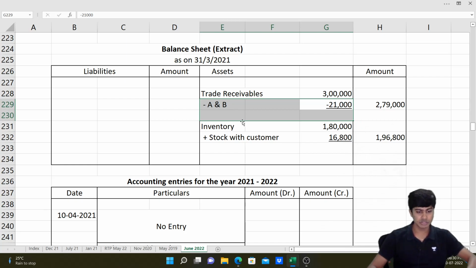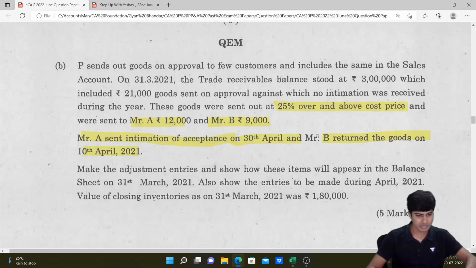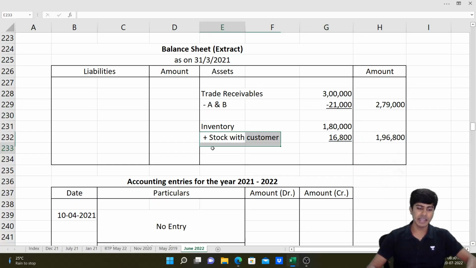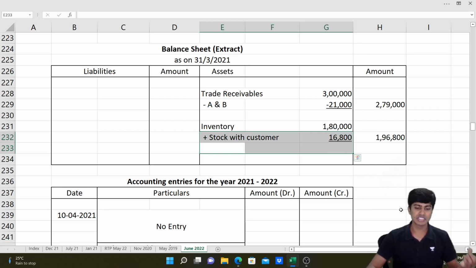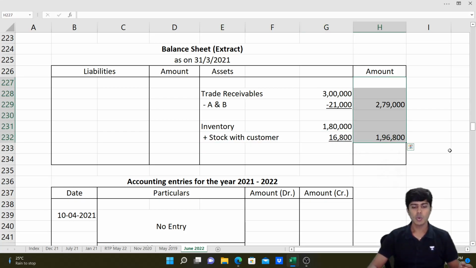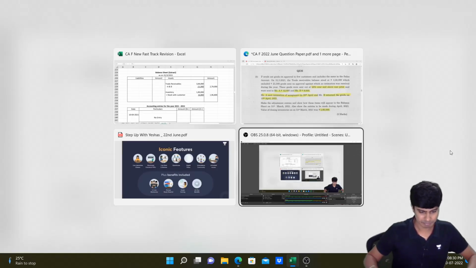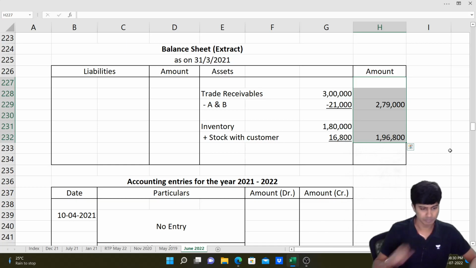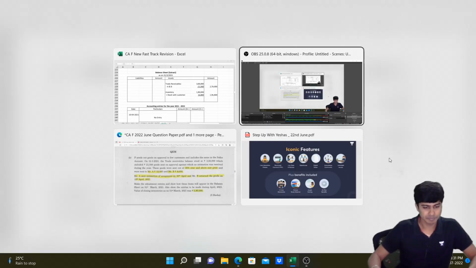So stock with us is 1,80,000. That's given in the question. To that, I'll separately add that stock which is there with our customer, 16,800, bringing our total stock to 1,96,800 rupees. Got that, guys? Fantastic. So this is how we prepare balance sheet extract after considering goods sent on approval. I hope all of you understood this. Chalo, let's quickly go to the next part.